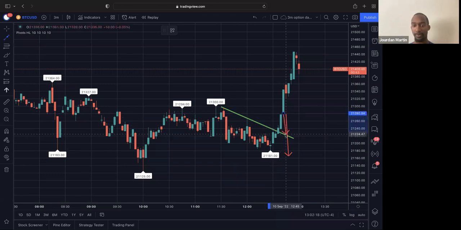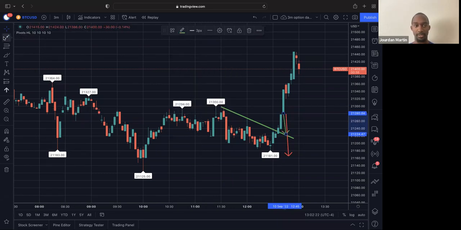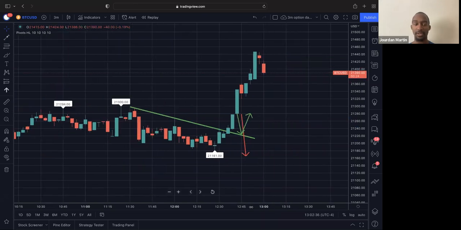Now we came down to test this level. I'll make that a green line. And then we pop back up. That's saying, okay, cool. This is a higher low. So that's confirming for me that now we are moving up, right? Again, this all goes back to the highs and the lows that we covered at the beginning.